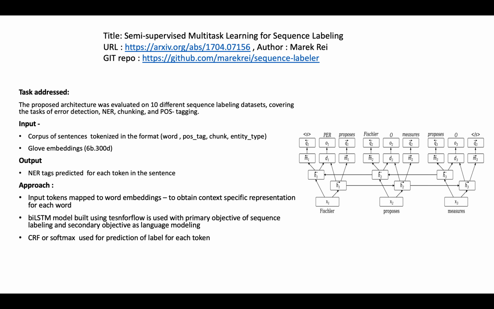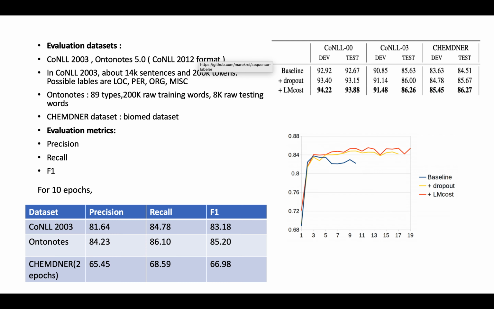So, this BiLSTM is used in conjunction with a CRF layer to predict labels for each token. And moving on, I'll just briefly show the results which I've got. The evaluation datasets were CoNLL 2003, OntoNotes 5.0, and then the ChemNER, which is the biomedical dataset, and the evaluation metrics are precision, recall, and F1.